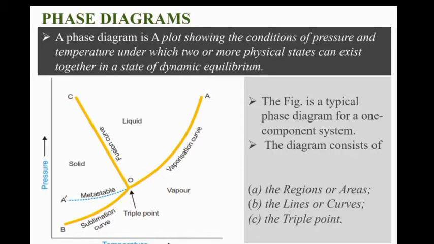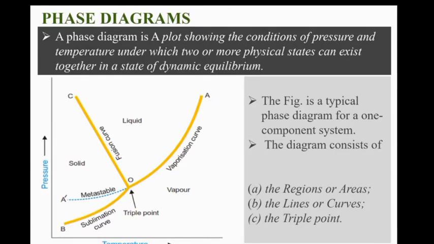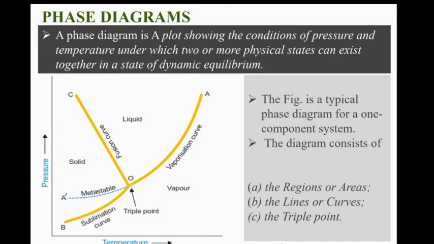Here the phase diagram of water is shown. Here only one substance is there in the phase diagram, so you can say that it is a one component system. If you take any phase diagram, it has got three characteristics.